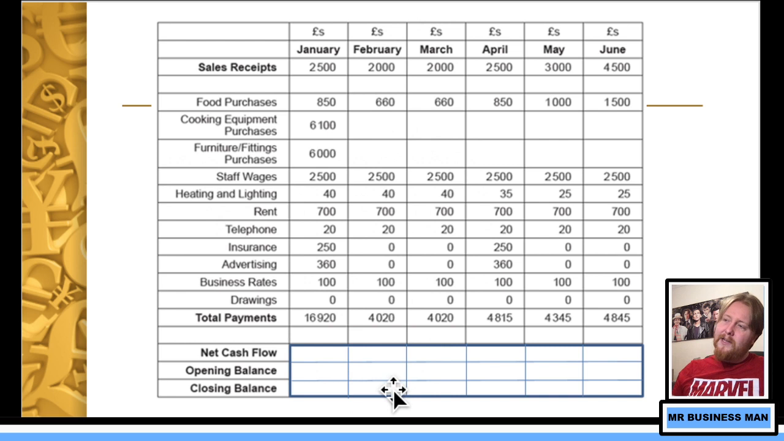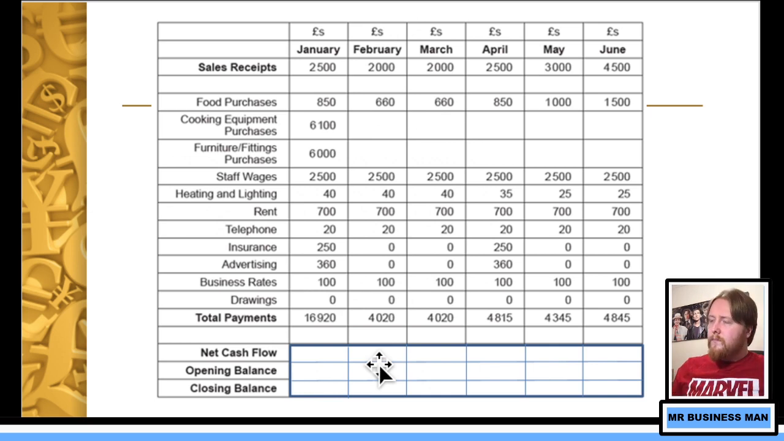Now, the closing balance becomes the next month's opening balance, because essentially what happened at the end of the month and what's at the start of the next month is always the same. It's like a snapshot in time, and the end of this one and the start of this one were at the same time.